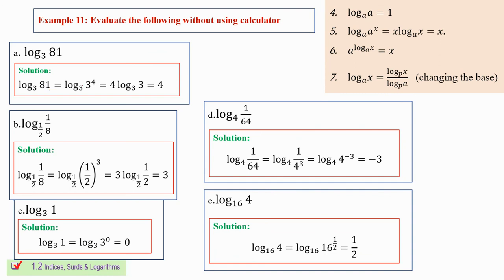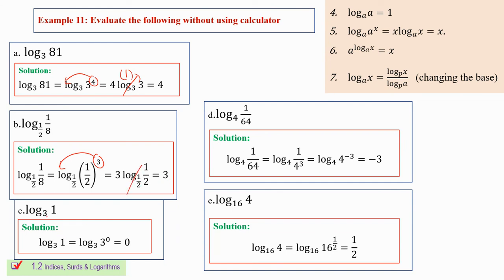81 we can rewrite as 3 power of 4, and then the 4 we can bring in front, so it becomes 4 log 3, and we know that log a base a equals 1, so this one is 1. 4 multiplied by 1 is 4. And then this one, 1 over 8. We change 1 over 8 to become 1 over 2 power of 3, and as the same thing, we bring it in front. Log half base half is 1. So I have a 3.